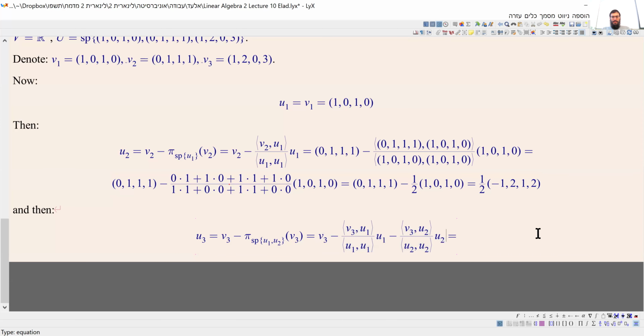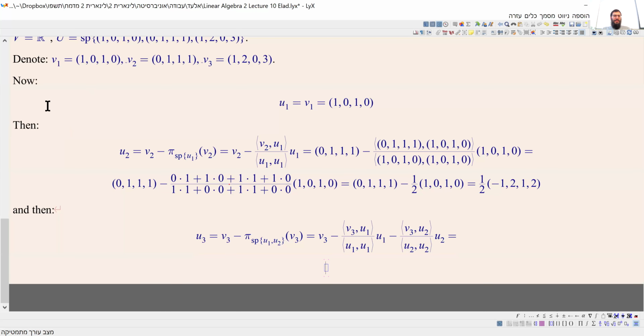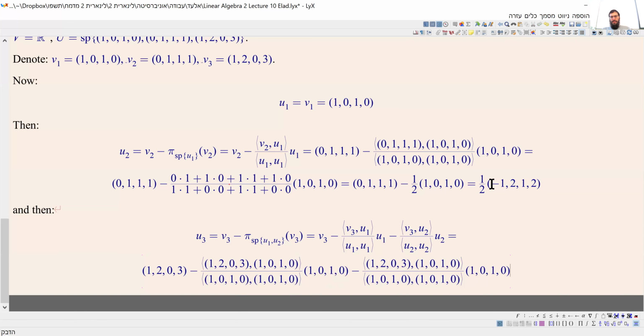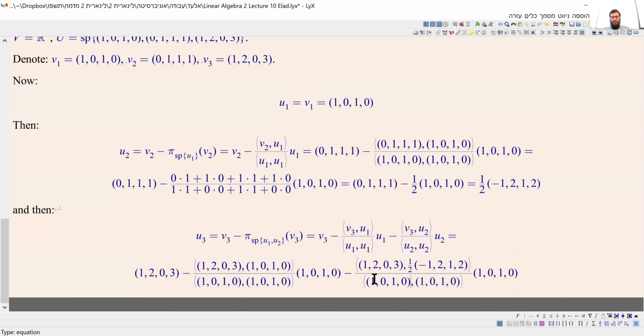Okay, using our specific vectors, we have V3, which is 1, 2, 0, 3, minus the multiplication with U1, but just for V3, not for V2, and minus the multiplication of V3 with U2. U2, we have already found it. It's this nice half vector. So it's all U2, U2, U2, U2.